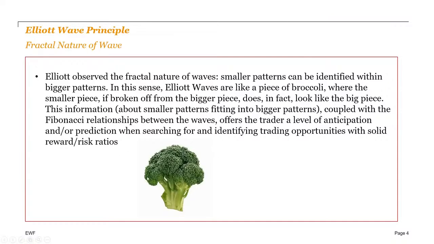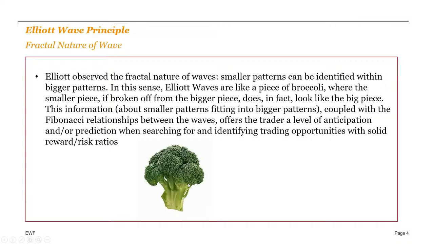I included this picture of broccoli because a picture is usually a lot better for understanding. You notice here, this is the big broccoli. If you peel off a part of the broccoli, the smaller part, you will see that the smaller part itself resembles the bigger part. In other words, it's the fractal nature of the waves. You can always split the waves, just like peeling off broccoli, and each time you peel it off, the smaller part is going to resemble exactly the bigger part. That's exactly what Elliott means by the fractal nature of waves.